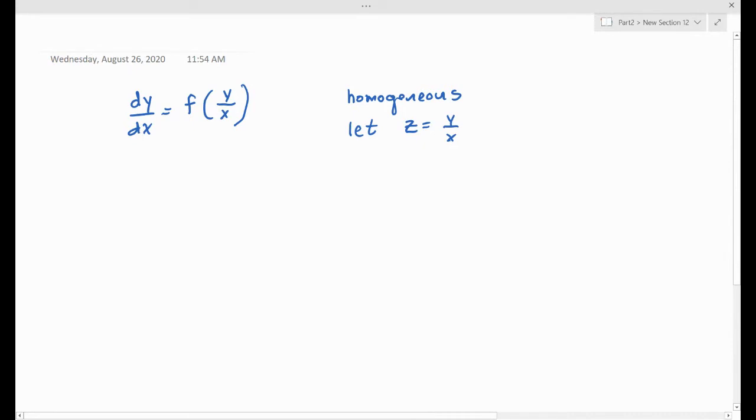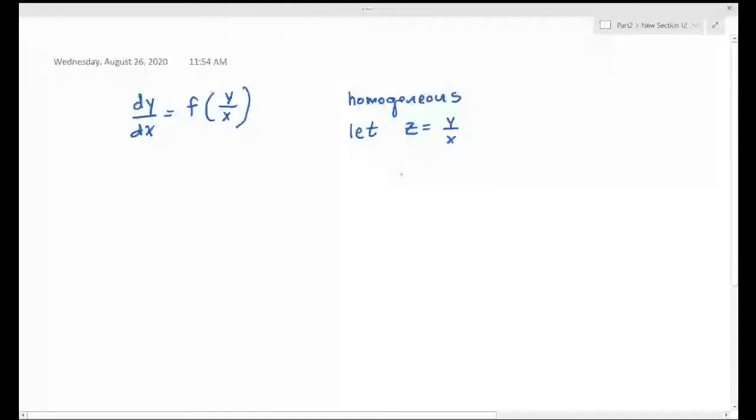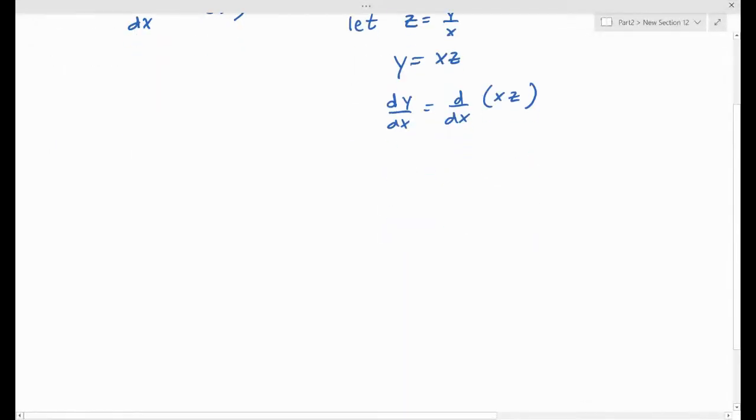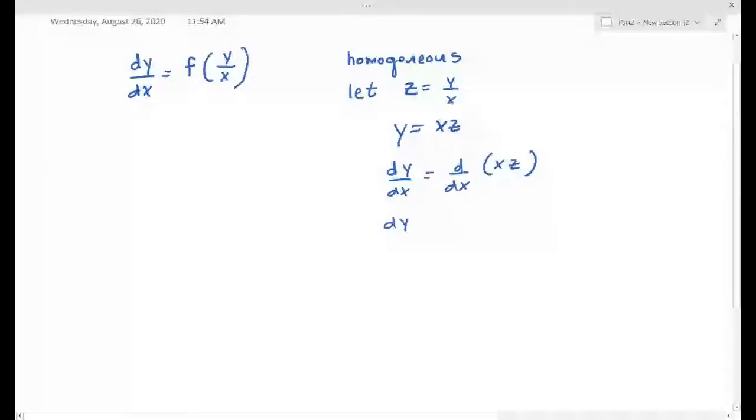And then you want to complete the substitution by finding what y prime is. So the easiest thing to do is to multiply both sides by x. And we differentiate the left-hand side with respect to x and the right-hand side as well. And then you would remember that you'd want to use the product rule on the right-hand side because you have x times some unknown function of x. Again, x is the independent variable, y and z are functions of x.